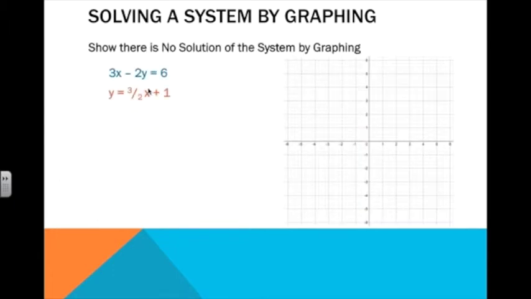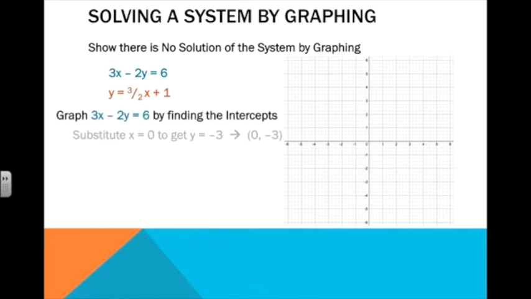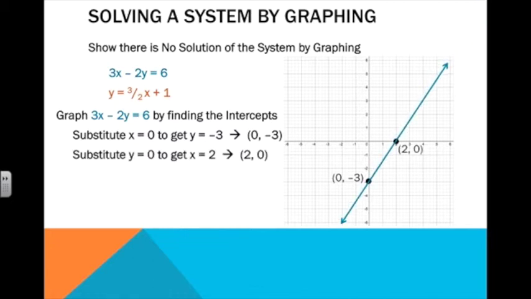Finally, I want to examine the other two possible solutions. First, we'll look at the case where there is no solution using the system of equations 3x minus 2y equals 6 and y equals 3/2 x plus 1. Notice 3x minus 2y equals 6 is the same line we started with in the first example, so you can see it's graphed the same way as before.